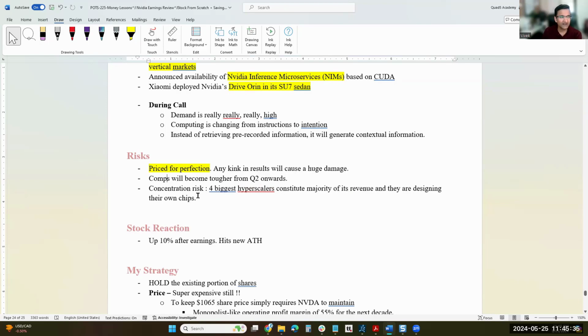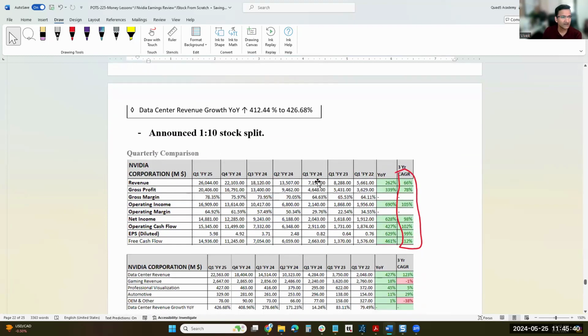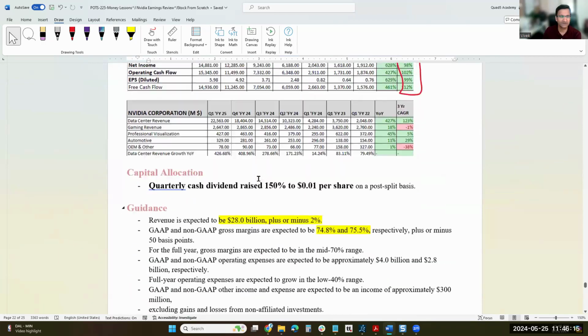Number two is comps will become tougher from Q2 onwards, because if you look at quarter one last year, Q1 financial year 24, so they talk about financial year, so this is like March 31st, 23. Now we are comparing with it. And that time we didn't have this whole big AI tailwind, right? So the AI tailwind started to kick in from Q2 onwards. So today you are still comparing with the pre-AI tailwind revenue. Going forward, you start comparing with these bigger numbers. So comps will become tougher.